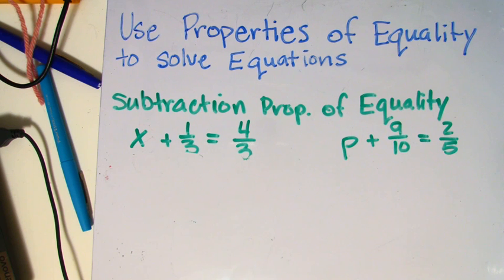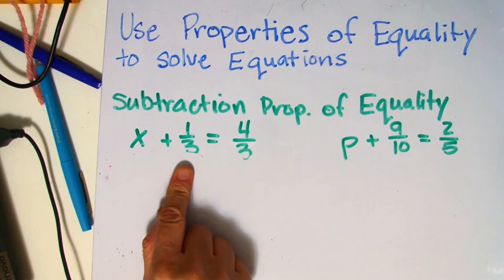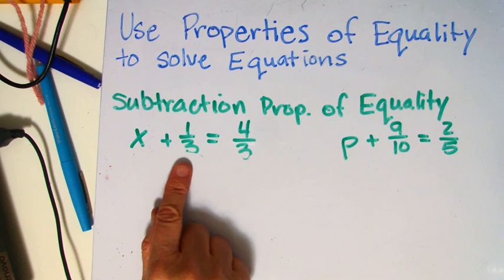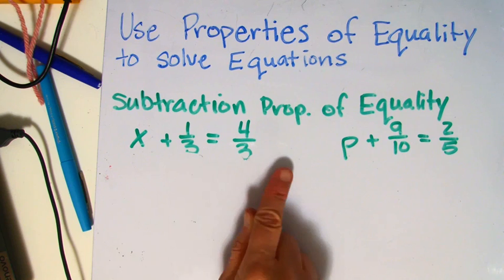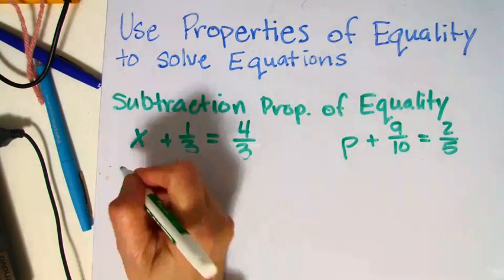Remember, to solve for x, I want to isolate it, meaning I want x on one side of the equal sign and everything else on the other side. Because I'm adding a number or a fraction, I'm going to subtract this amount from both sides. Doing that will eliminate 1/3 on the left-hand side and bring it over to the right side. It's going to look like this.